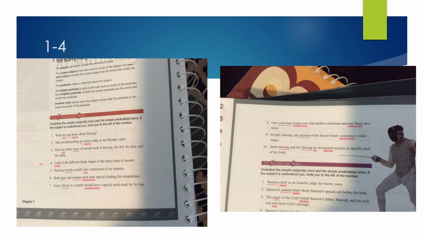Tricky one, number 4. Double underline the look, but it's a command, and so the understood subject is you off to the side. Notice that you can have, as in number 6, a compound subject, men and women, and 2 verbs, helping verbs, must wear.